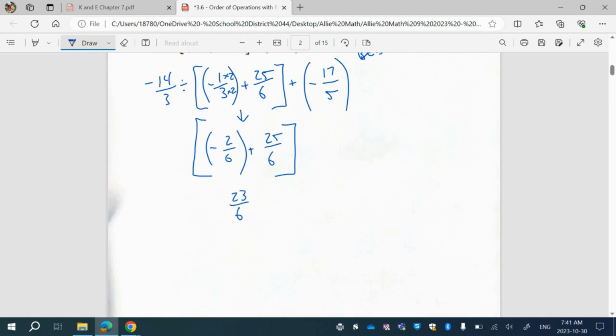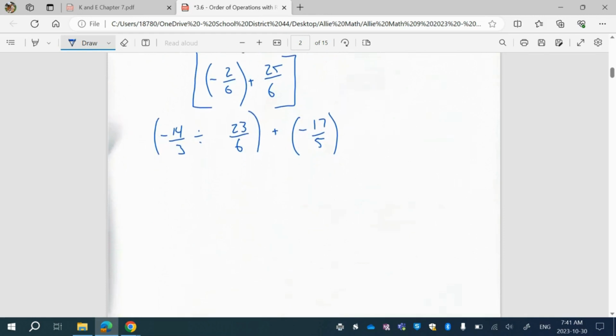And we're going to keep it as is in improper form because we can do that last step at the very end. So now we've got negative 14 over 3 divided by 23 over 6 plus negative 17 over 5. So let's do this part next because there's division. So what we need to do is flip our second fraction and make it multiplication.